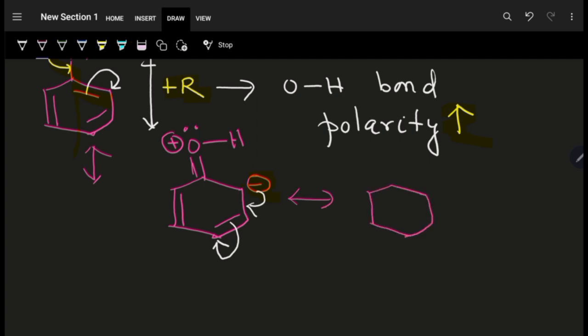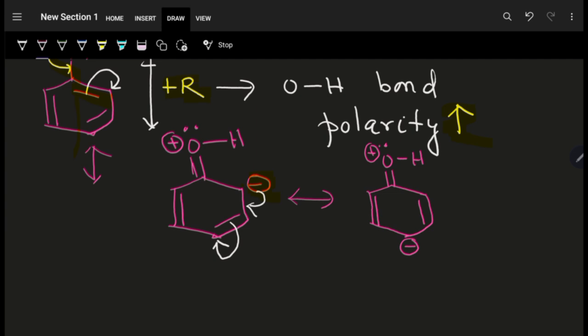How to form the resonating form? See, this part is unchanged. Nothing has happened to this. So write the part which is unchanged first. This is the unchanged part, and here this is also an unchanged part. The negative charge comes and forms a double bond. The double bond opens and forms a negative charge.